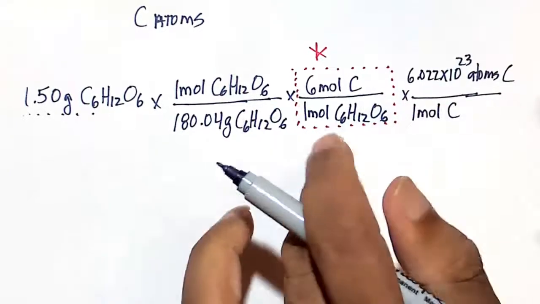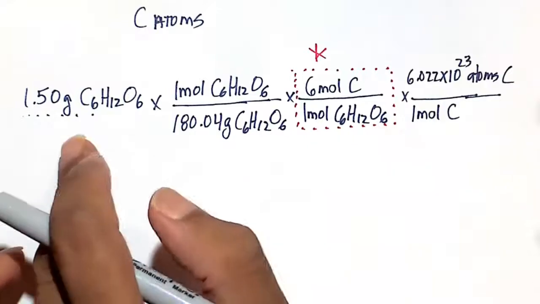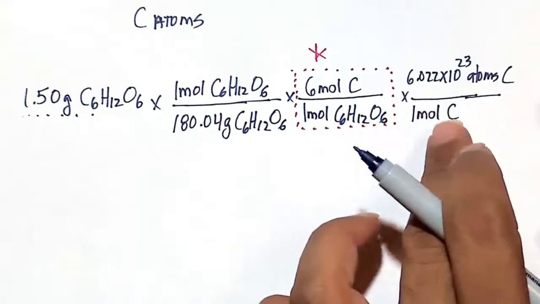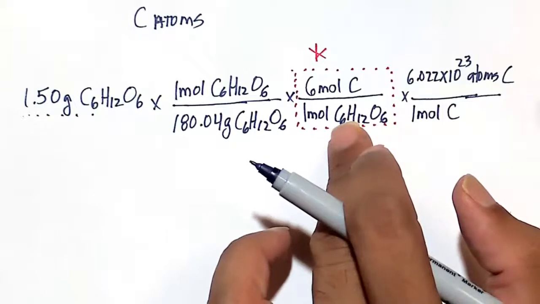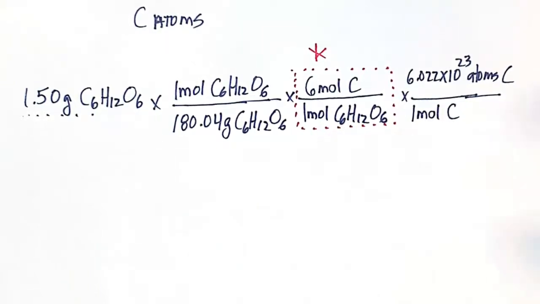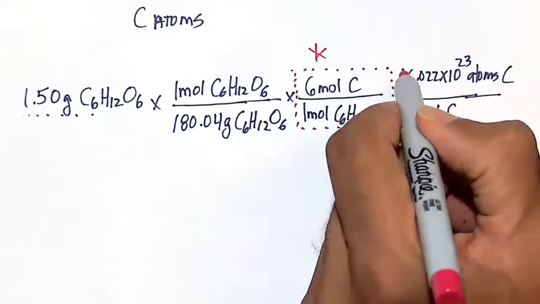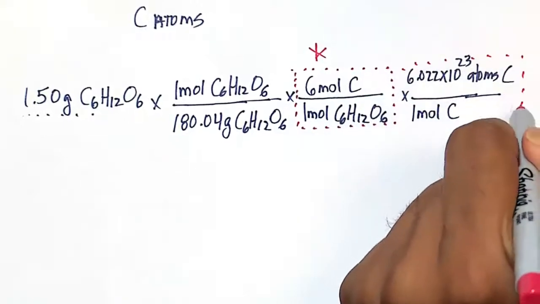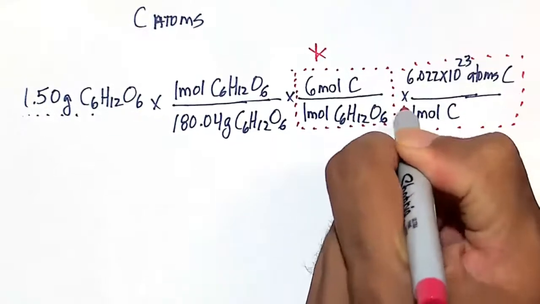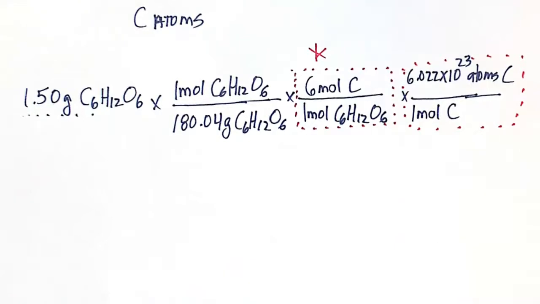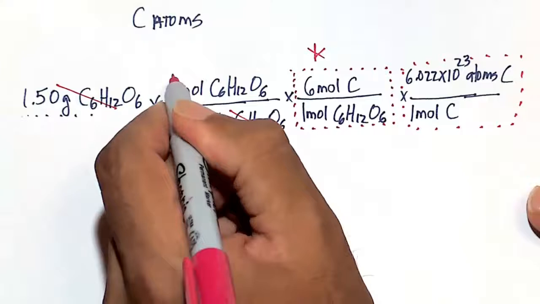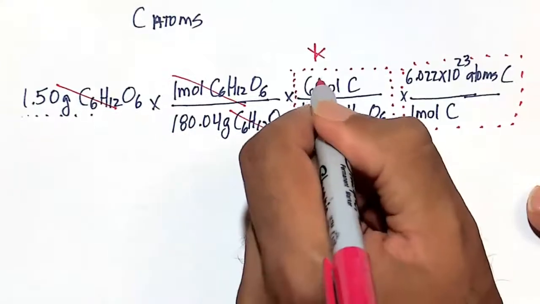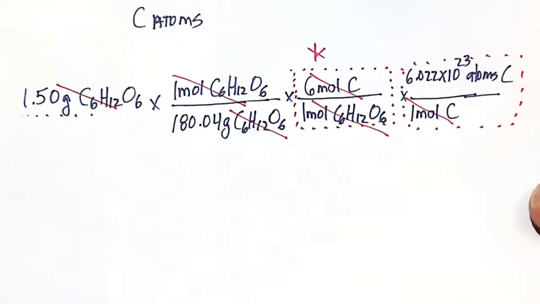So the crucial step to go from grams of glucose to the number of atoms of carbon in that glucose is this part-whole relationship. The second crucial step is Avogadro's number, which relates moles to atoms, moles to molecules, or moles to ions. Now doing this, we will find that the grams of glucose cancel, the moles of glucose cancel, and the moles of carbon cancel.